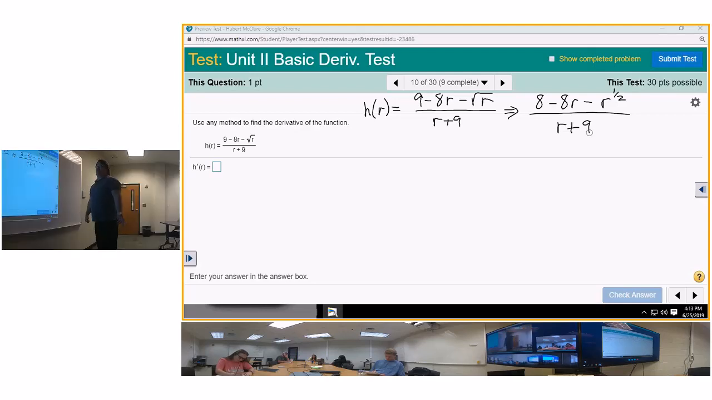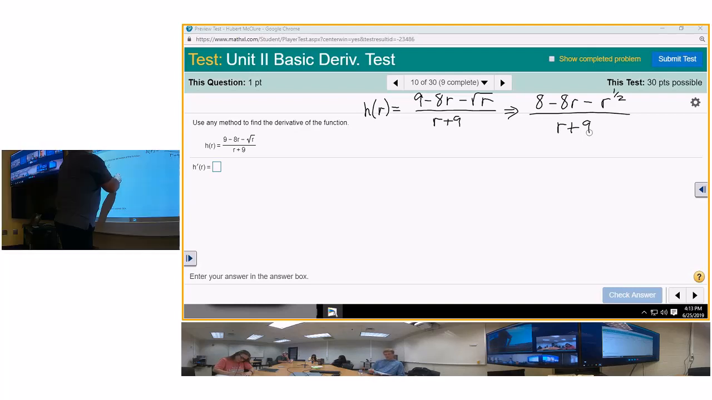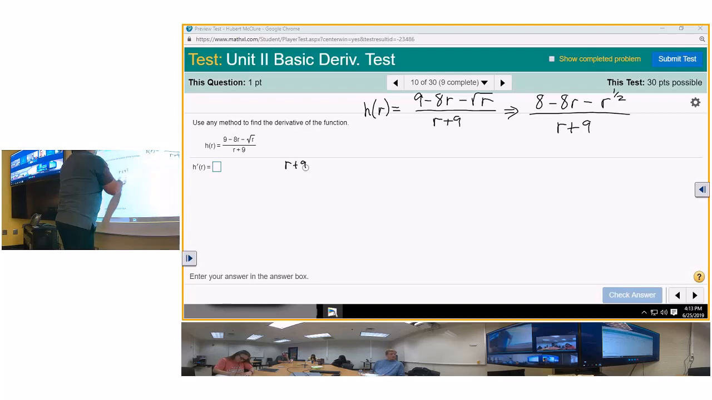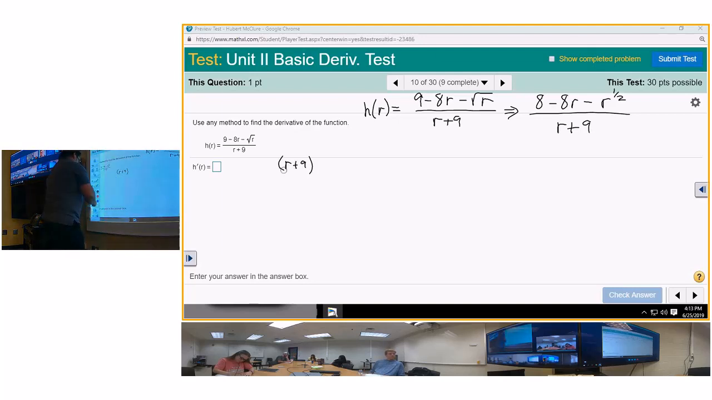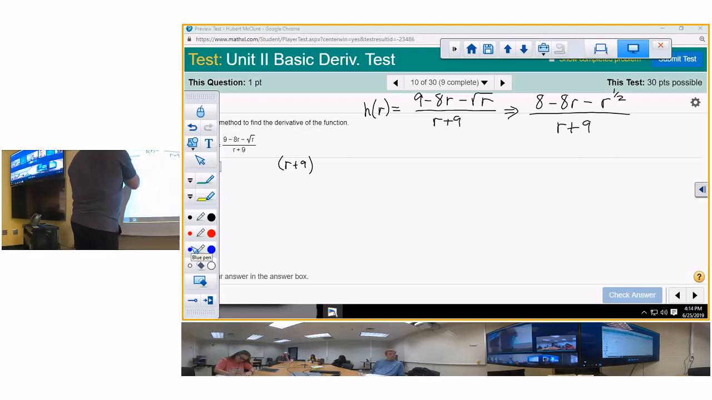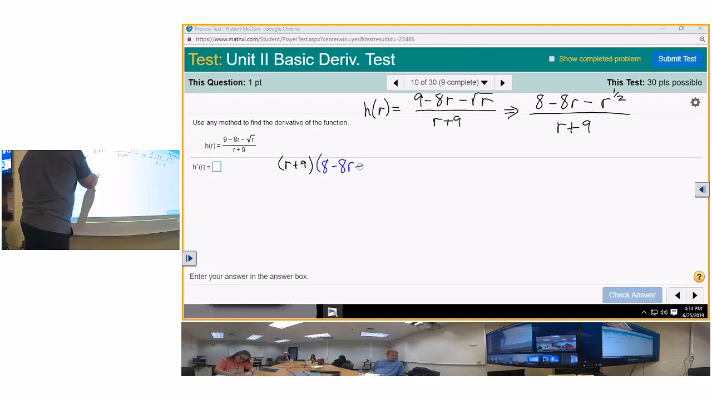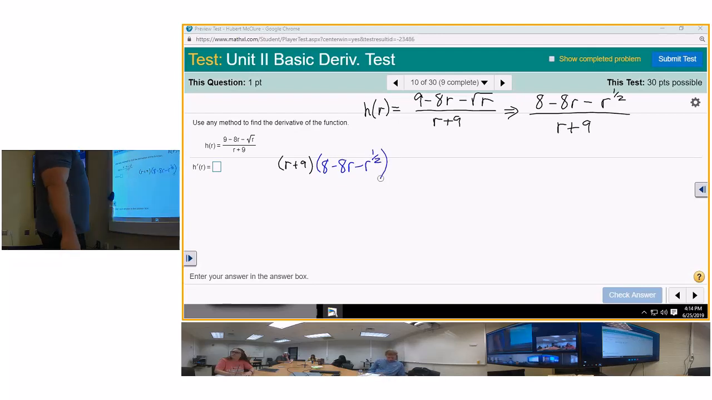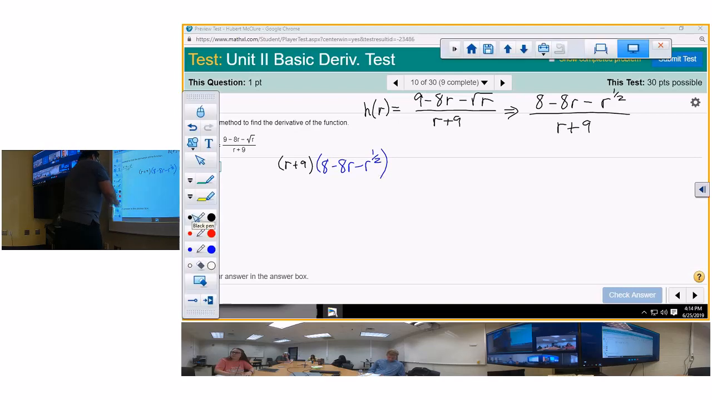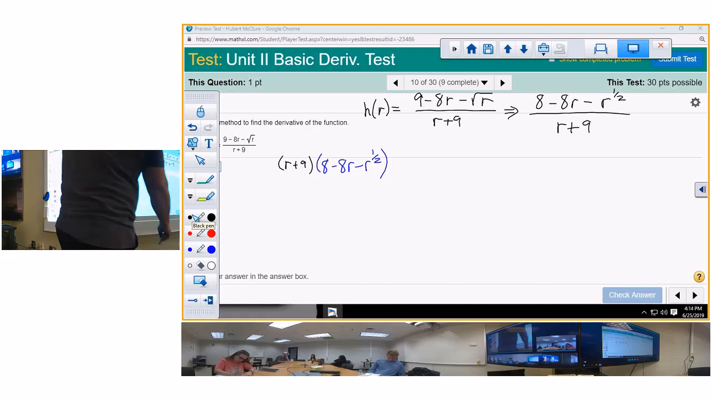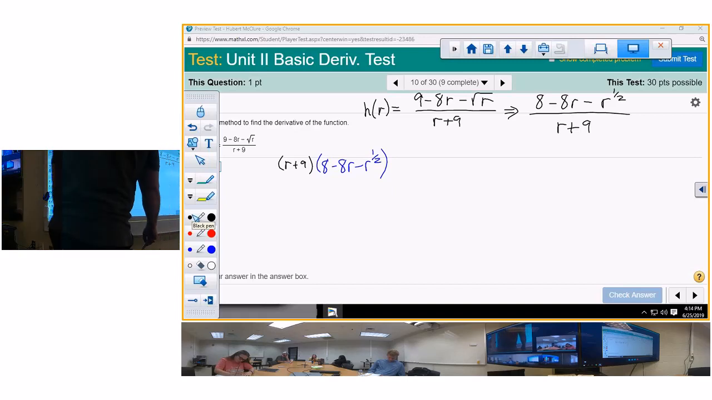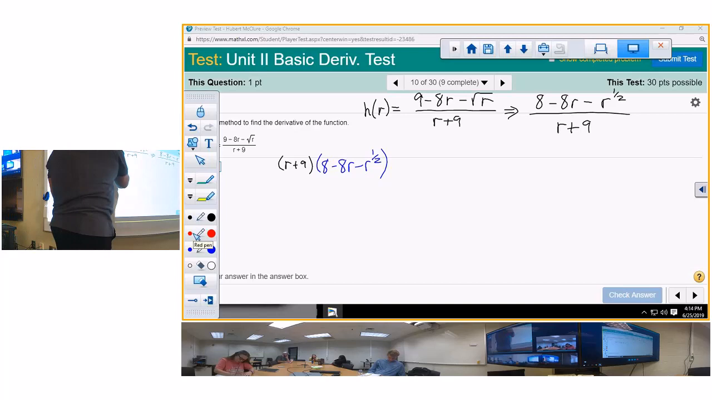Now, you can do the quotient rule if you want to, or you can do the power rule. We'll try to do both again. So, I'll set it up. Denominator times numerator prime. So, 8 minus 8R minus R to the 1/2. I'm not going to put the accent mark. I think because I'm writing it in blue, that should be enough to tell you we got to take the derivative of it. Is that okay with y'all? Denominator times numerator prime. Y'all settle down.